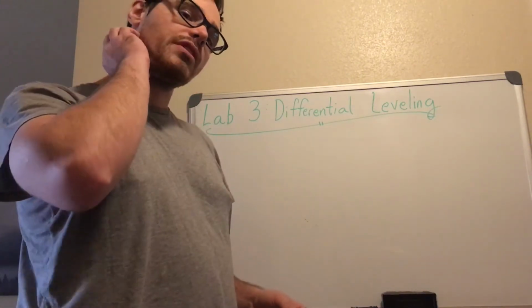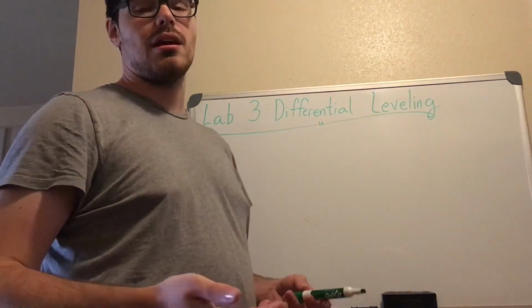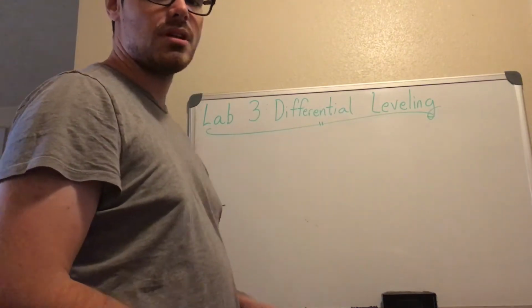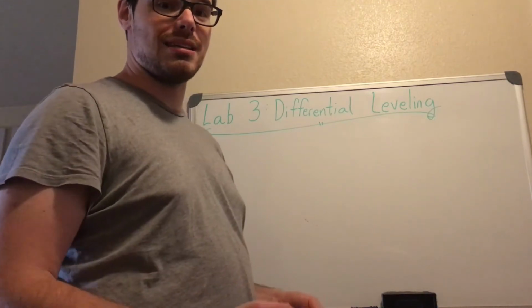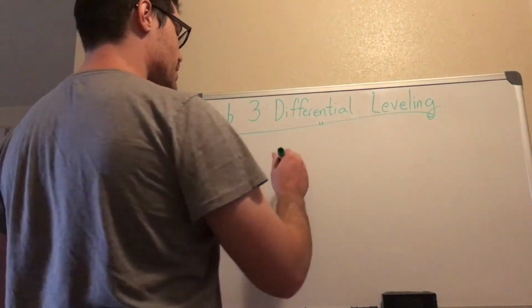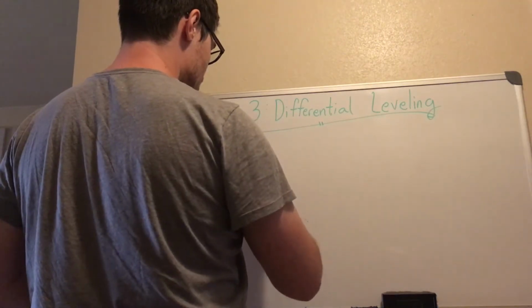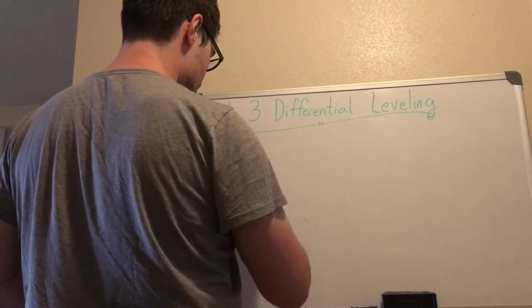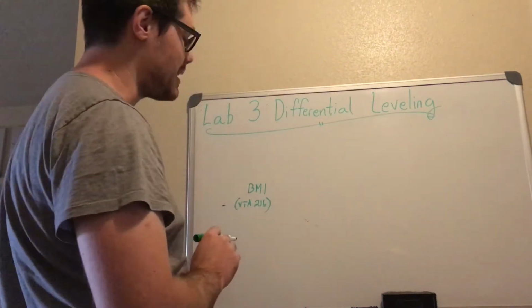However, when we record that data, we typically record it and talk about backsights and foresights, as you saw on the table in the previous video. So let's talk about the setup as well as what a backsight and a foresight is. So, just like the peg test, we're going to call this benchmark 1. Or as we noted in the last one, that's VTA benchmark 216.